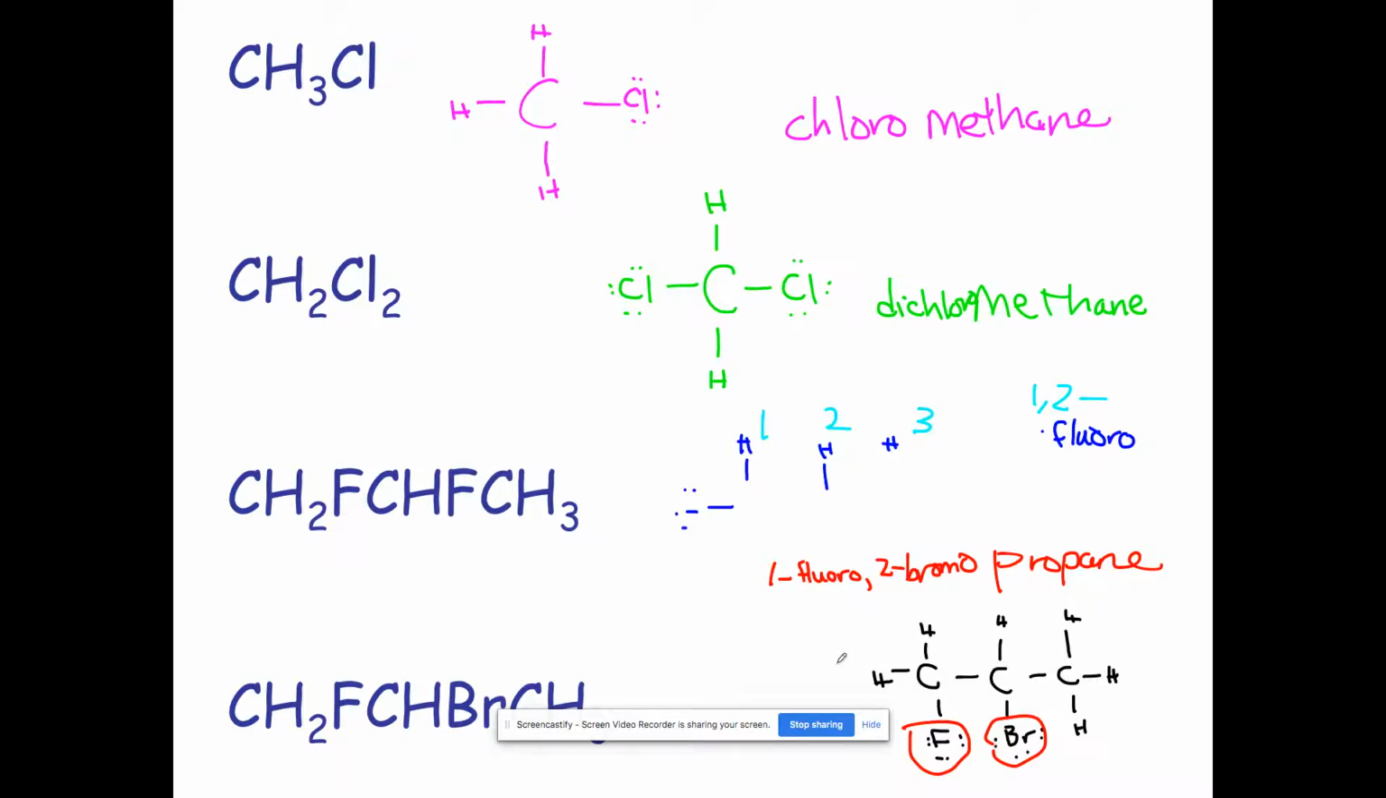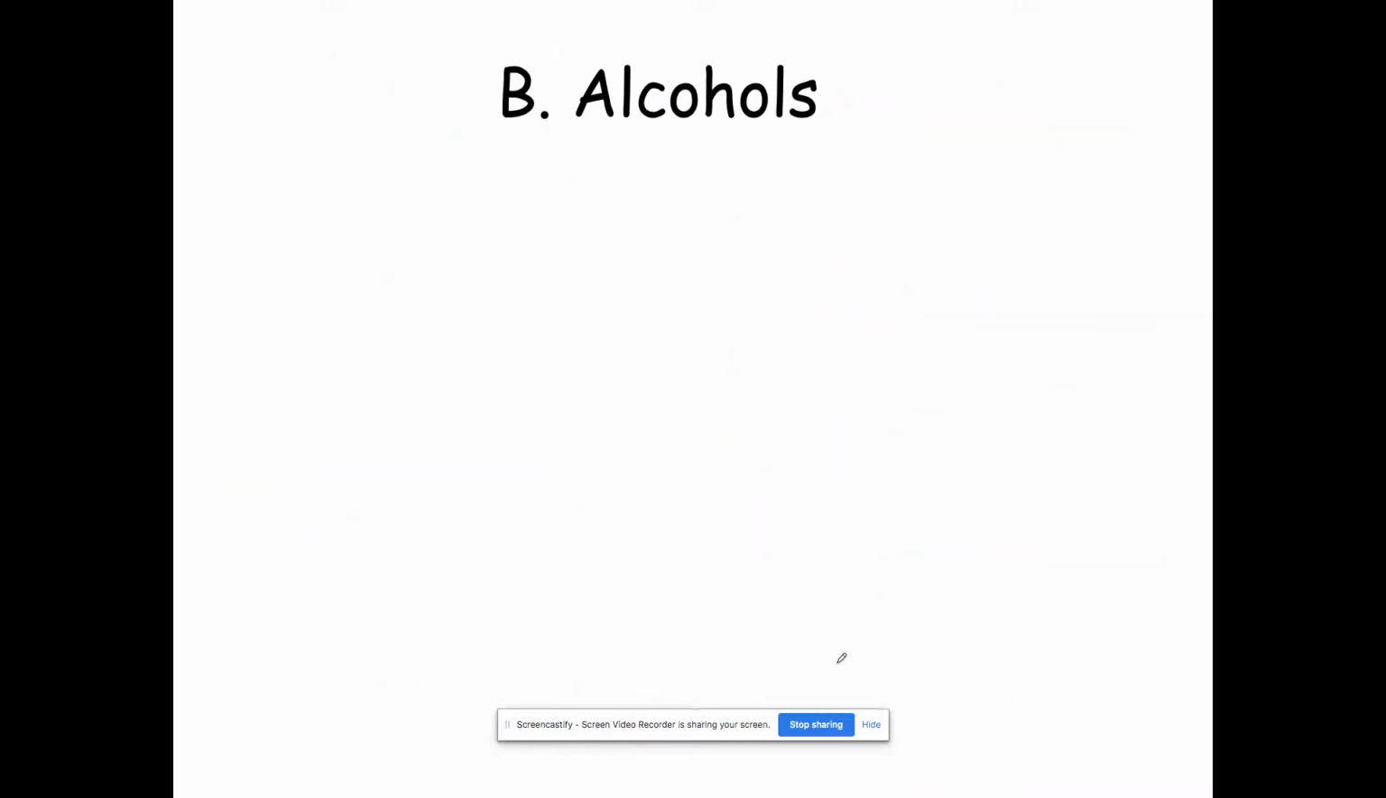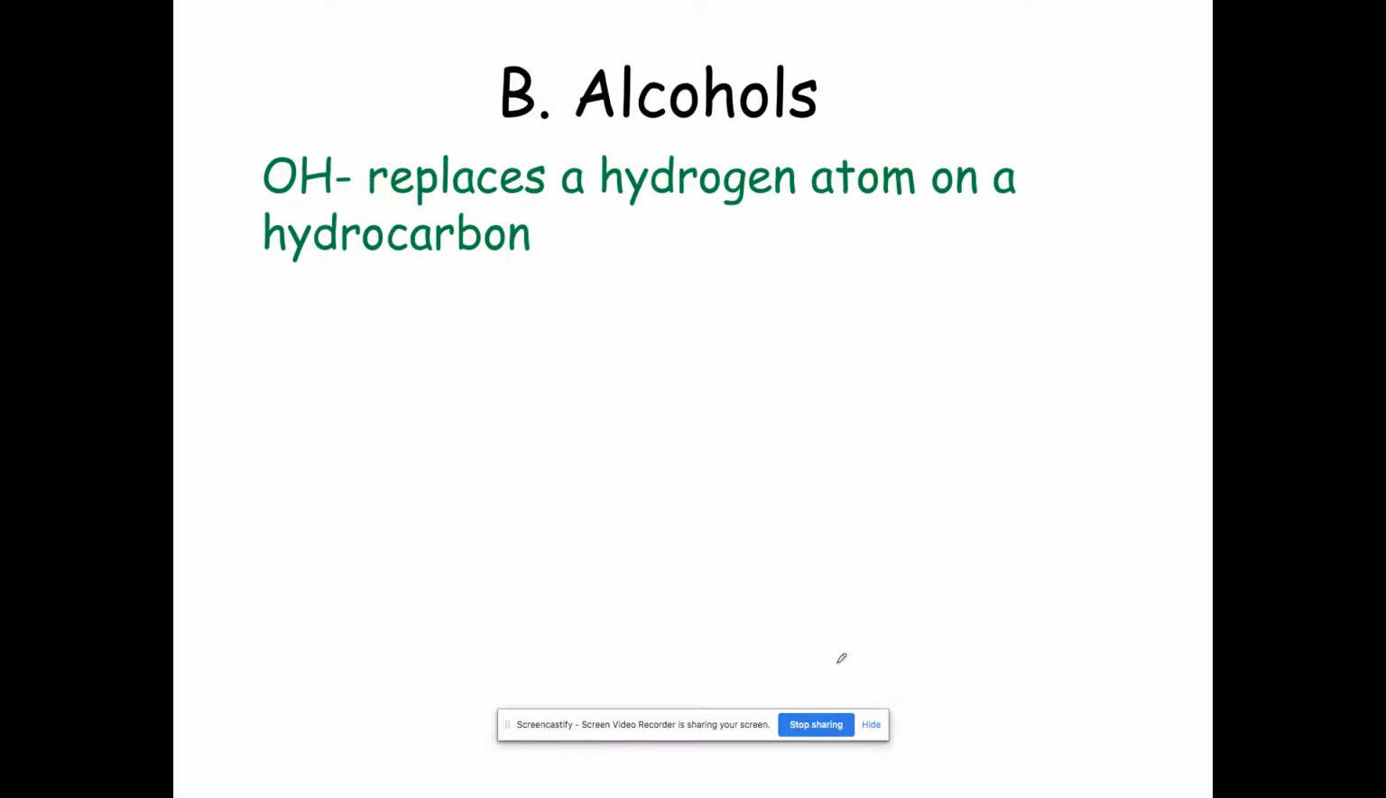Any questions? Go back, read it again, watch it again. All right, next one, we have alcohols. So alcohols, these are when you have a hydroxide, OH minus, replacing the H. So we have all those H's on our parent chain, we pull one off, we put an OH. So OH is called hydroxide. When it becomes a branch, we call it a hydroxyl.